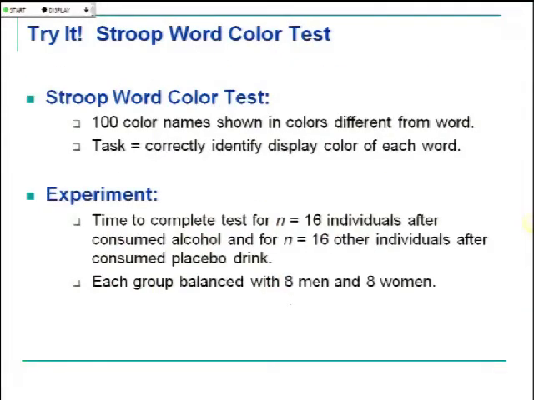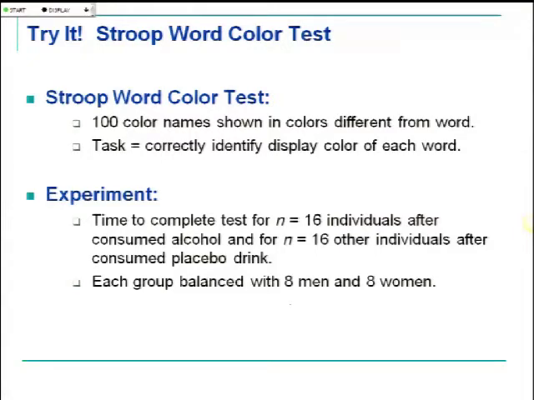Let's take a look at one more example today. And this is based on the Stroop's word color test. Have you ever done this test before? Yeah, some? Where you have 100 words. They're all names of colors, but they're shown in colors that are different than their name. And you have to correctly identify the display color. Right? And do that as quick as you can.